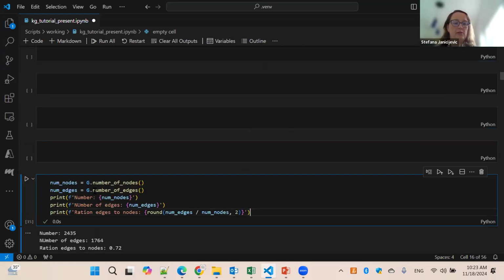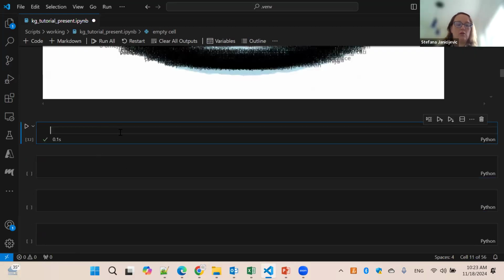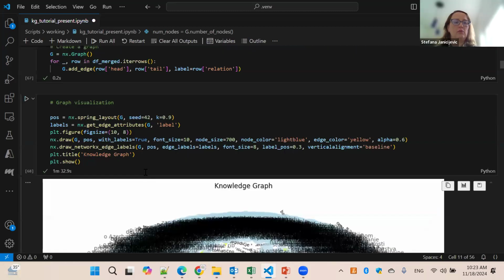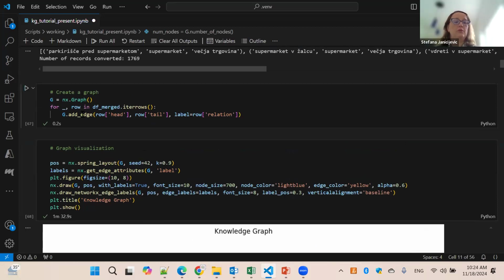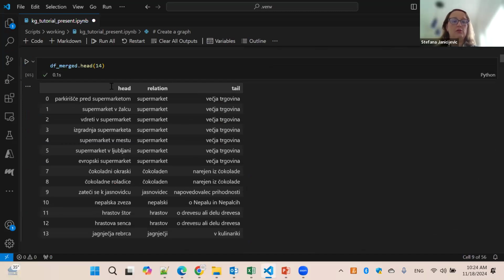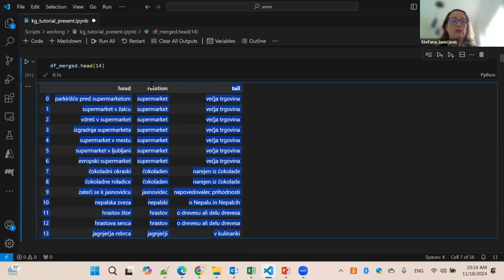What else? Yeah, I have a very simple investigation of how many nodes and edges they have, and I expect 2,400 nodes and 1,700 edges. I don't know if you noticed here. When we are preparing the graph, we are adding edges from the merged data, and we are adding nodes from the merged data, in a way that heads and tails are nodes and the row is the relation. You remember that we renamed here, so this is node, and this is relation.